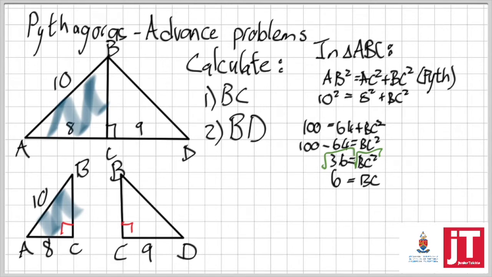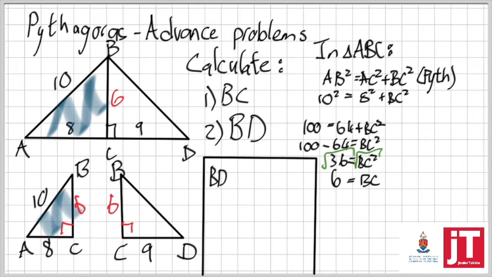Now, please do not at this moment just go, whoa, I'm done, next question. No, write it in on the sketch and in all the triangles where you see a BC. So there's a 6 there in the big triangle, but also in the two small ones.